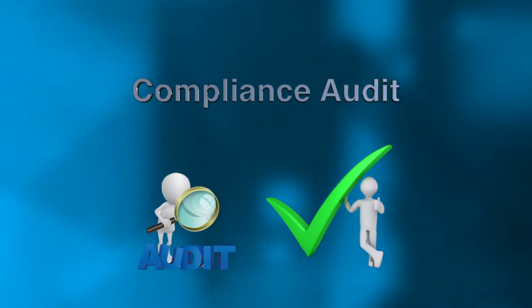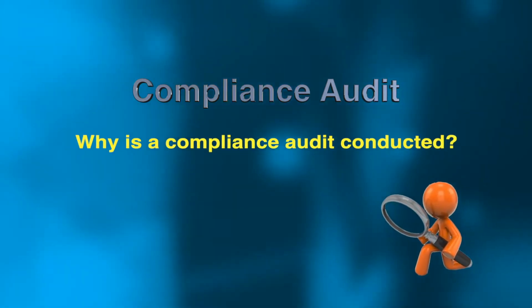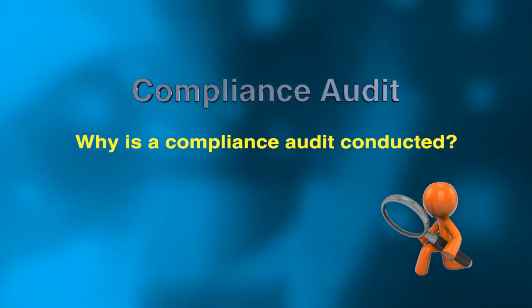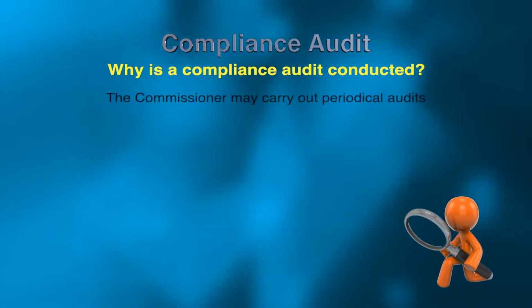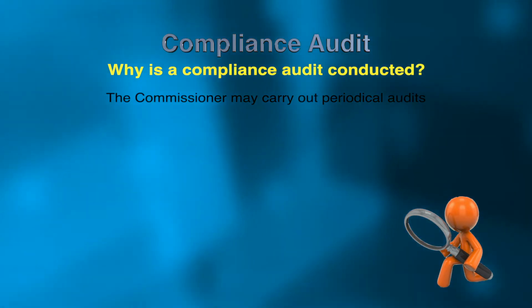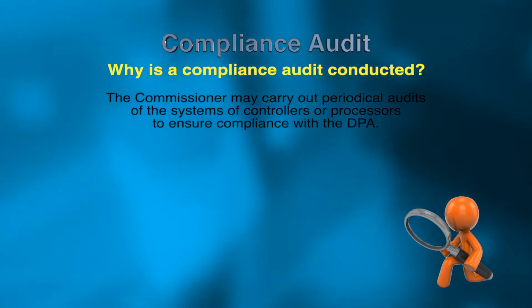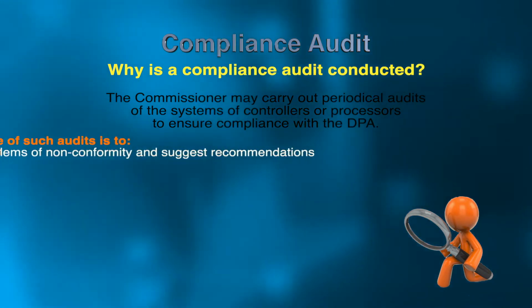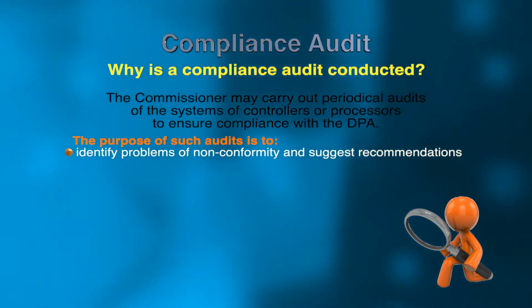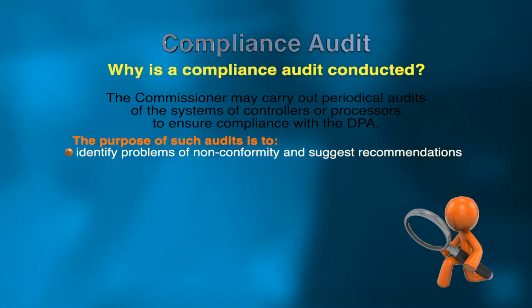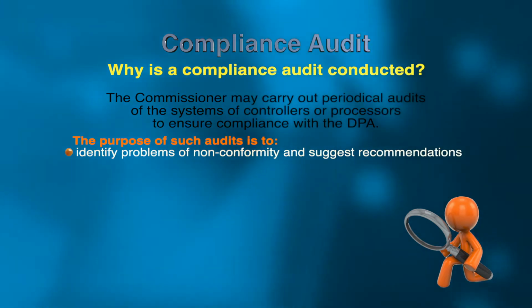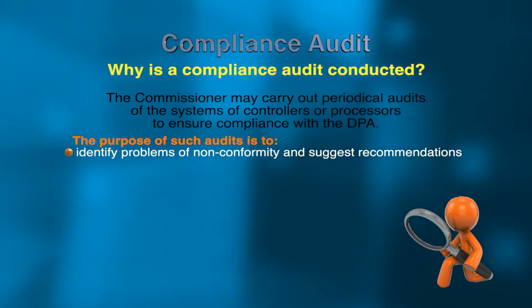Compliance audit. Why is a compliance audit conducted? The Commissioner may carry out periodical audits of the systems of controllers or processors to ensure compliance with the DPA. The purpose of such audits is to identify problems of non-conformity and suggest recommendations.